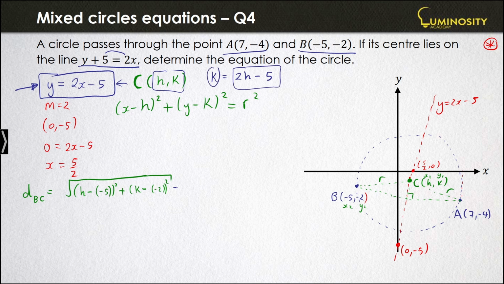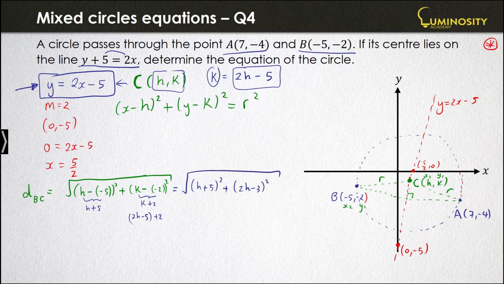So I can substitute that point in now. Here it's going to be h plus 5, so h plus 5 all squared plus this is going to be k plus 2. But we know what k is. It's 2h minus 5. So it's going to be 2h minus 5 plus 2, and that simplifies to 2h minus 3 all squared.